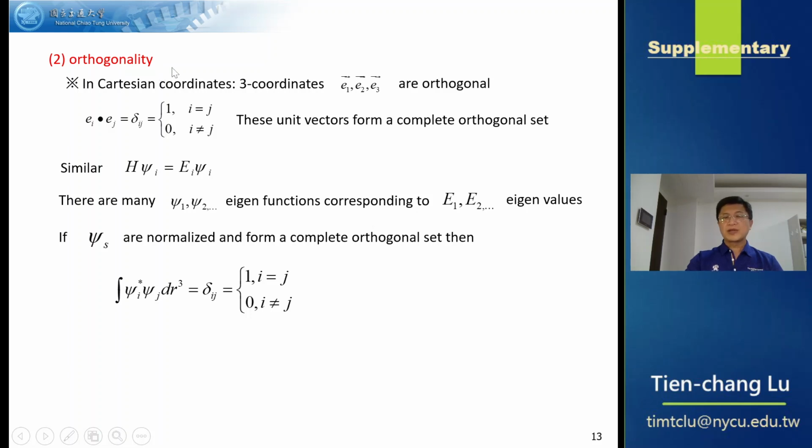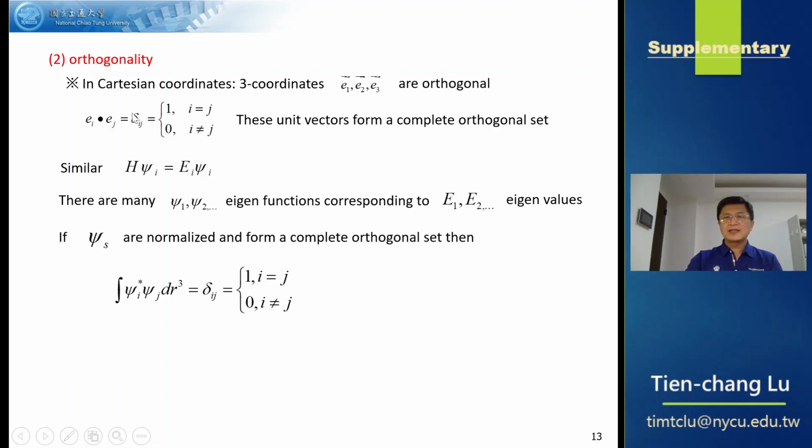What is orthogonality? We should all know that, for example, in the Cartesian coordinates, we have three coordinates, e1, e2, e3, or x, y, and z, and we know that they are mutually orthogonal. So what does it mean? They are mutually orthogonal, which means that when we take the dot product, e_i dot e_j equals delta_ij. So what does it mean?